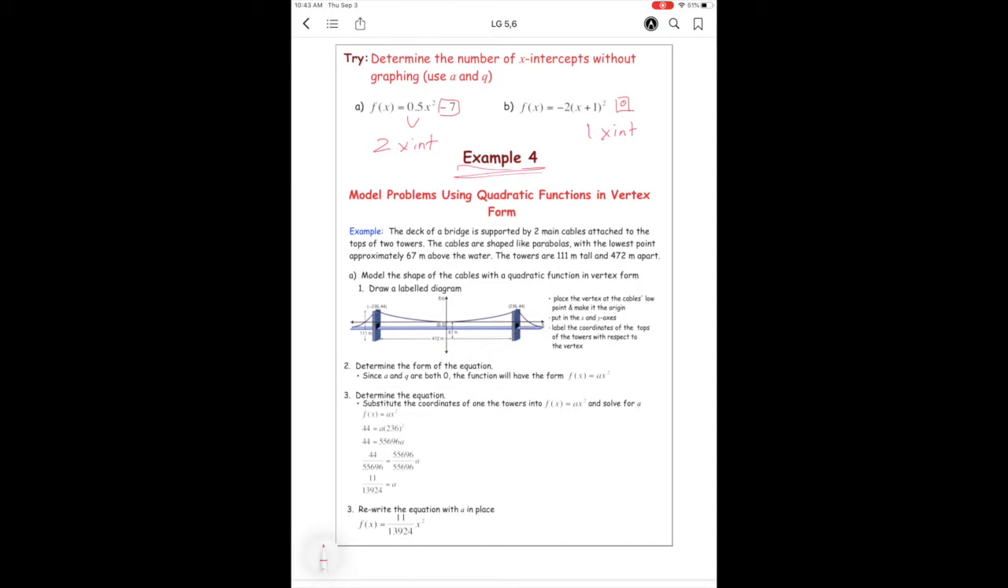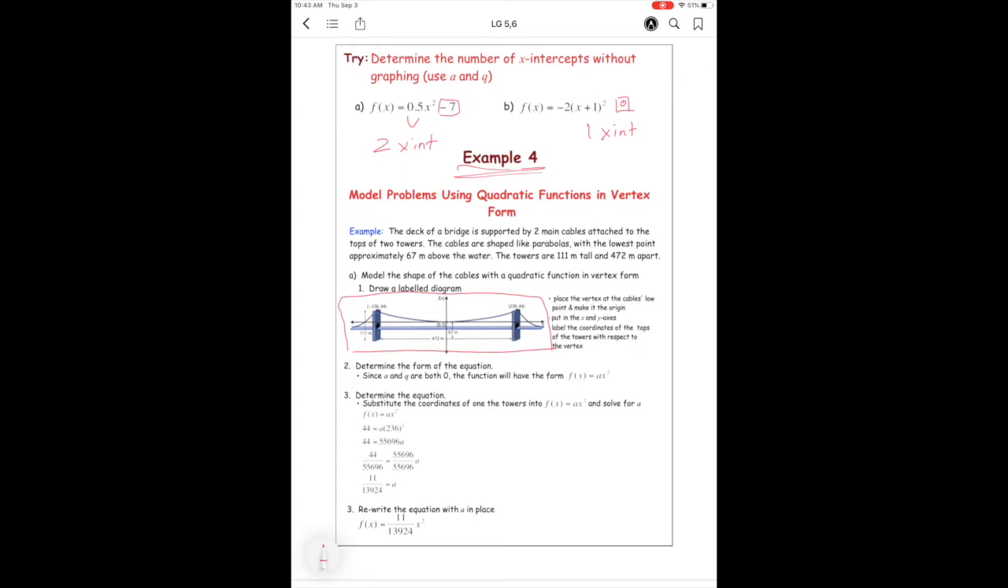All right, example 4 now. We are going to look at some word problems, and we're going to analyze them and figure out some things. With this problem, we have a bridge that's supported by 2 towers, and there's a cable that goes from one tower to the other tower. So here's the picture that develops. In this case, the picture is given to you, so that makes it a little easier. Some word problems you have to make your own picture.